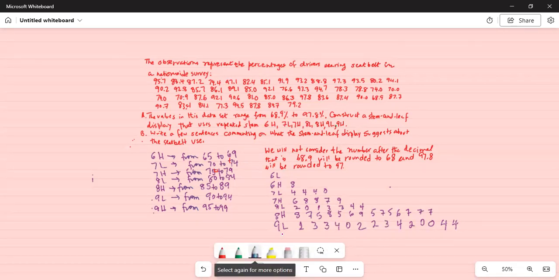Now let's do the 9 highs. That is from 95 to 99. In the first row, there is a 95.7. Then there is a 97.1. Then there is another 97.3, first row.